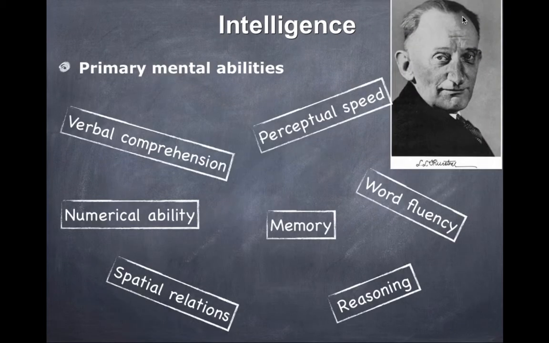When we look at Thurstone's 7 relatively distinct capabilities that singly or in combination are involved in all intellectual activities, he called these primary mental abilities. They included verbal comprehension, numerical ability, spatial relations, perceptual speed, word fluency, memory, and reasoning. All intellectual activities involve one or more of these areas, and he believed that a single IQ score obscures more than it reveals, suggesting a profile indicating strong and weak areas.